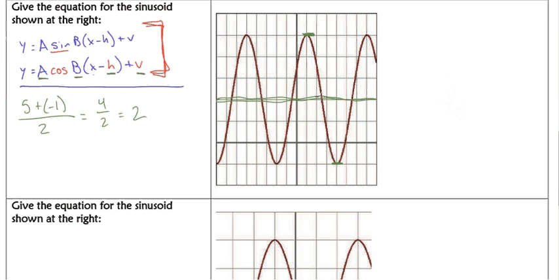But from there, how far up does it go to get to the max? Well, it goes up 3, which should be the exact same value of how far down it goes. Let's double check though. 1, 2, 3. Perfect. Okay, we found our amplitude.